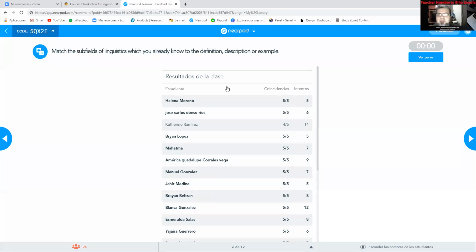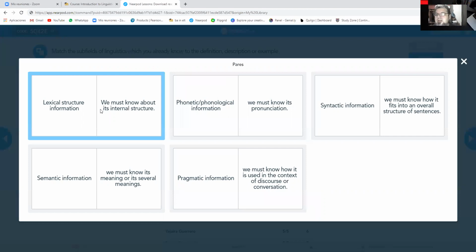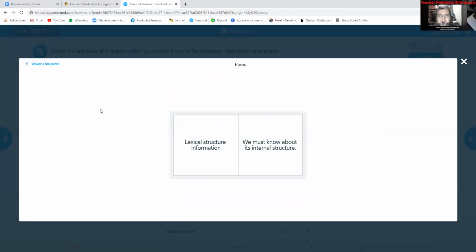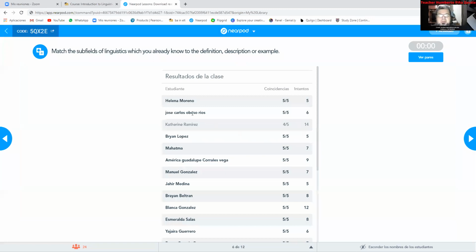All right, start with Elena. Elena, lexical structure, what do you mean? Do I read it? Yes, please. Lexical structure information. We must know about its internal structure. Right. So what does that mean? What are we talking about? Internal structure. I guess this is like the spelling. Right, very good. So lexical structure, right now we're talking about spelling. How do we form these words, with what letters in what order?